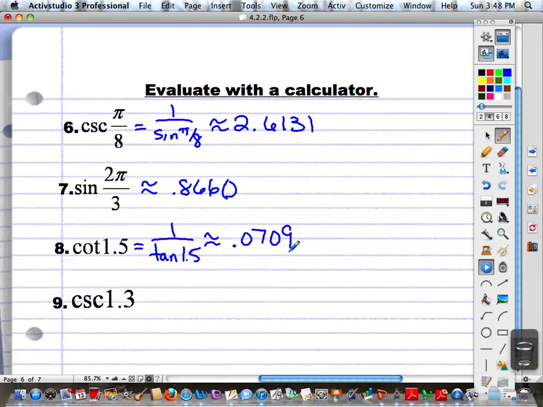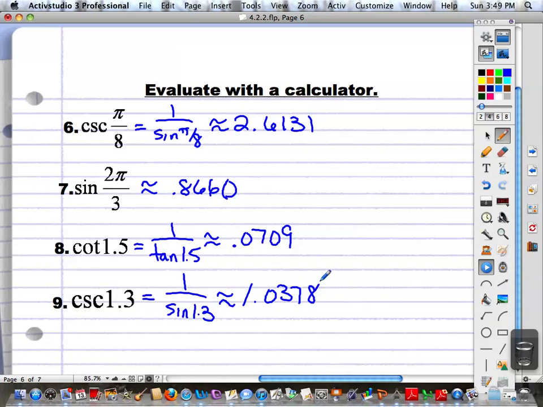Okay? Cosecant. Cosecant, again, is the reciprocal of the sine. So I'm going to find the sine of 1.3 radians. So sine 1.3, enter. I want the cosecant, so now I need to use the reciprocal. So hit the reciprocal key, enter, and I have 1.0378.